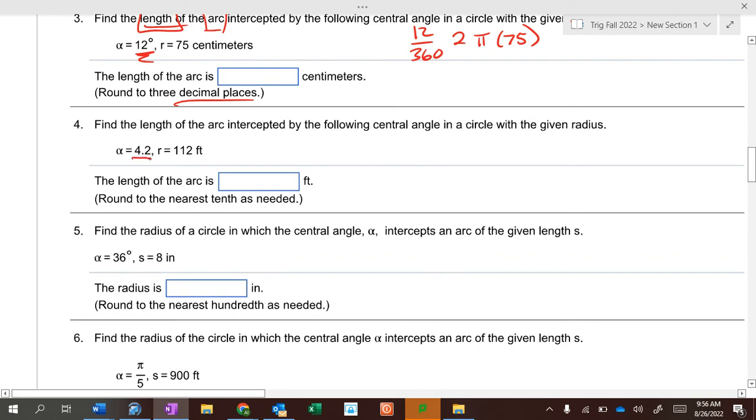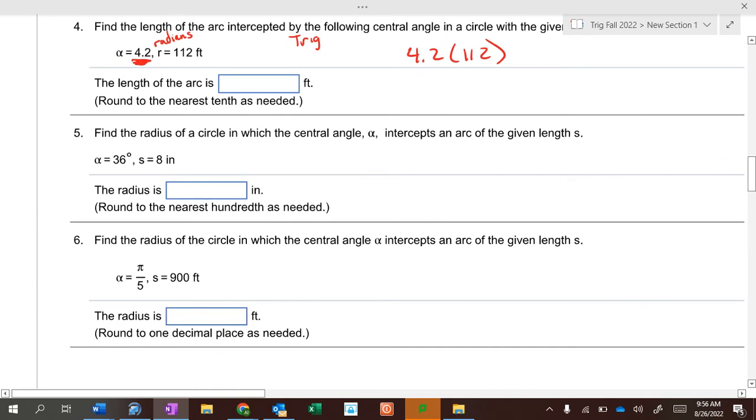This one, arc length, does it have degrees or radians? If it has no label, it is radians. So we have to use the trig formula, which is just 4.2 times 112. And that's all you do. Just multiply them on your calculator. Okay? If it's degrees, okay? If it's degrees, then you have to figure it out.